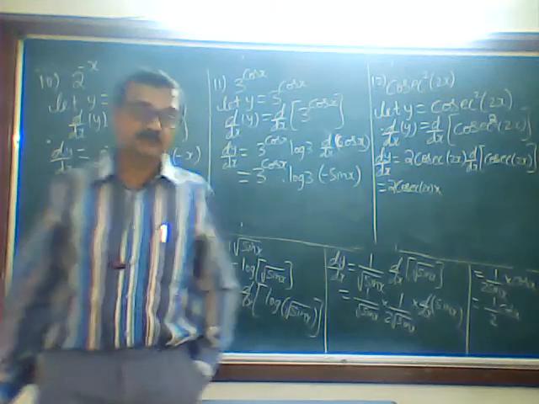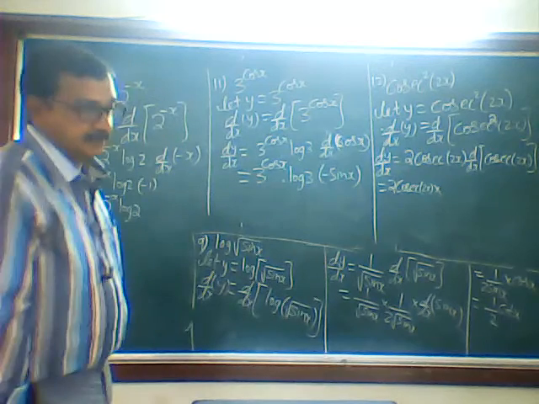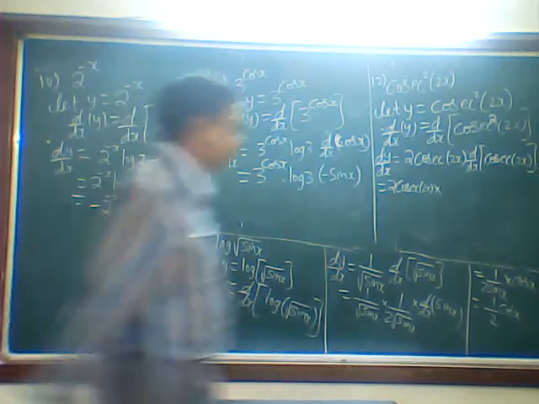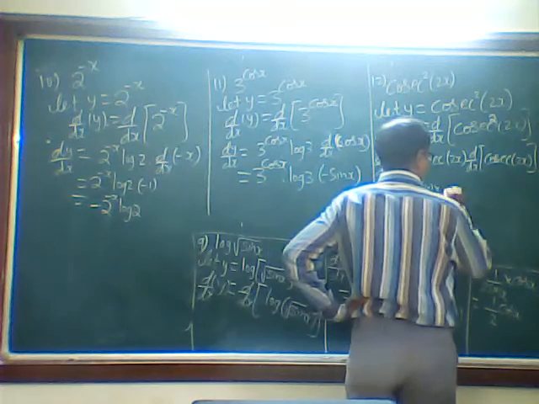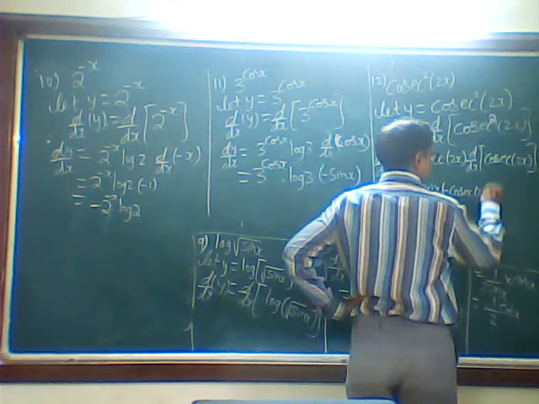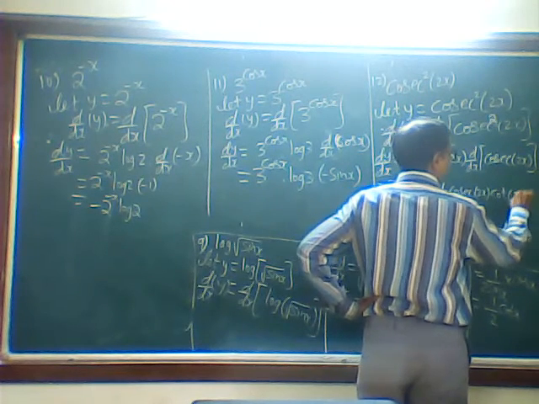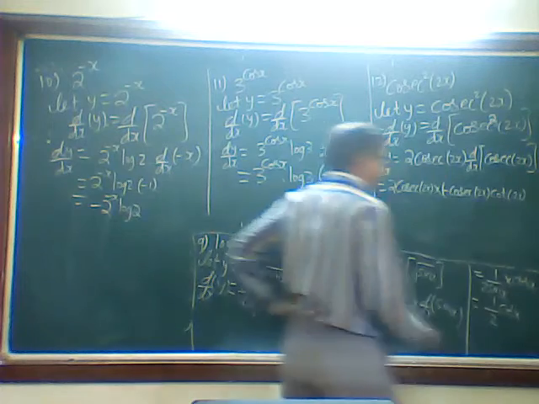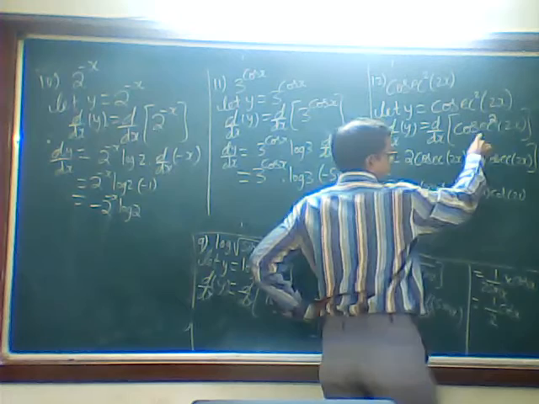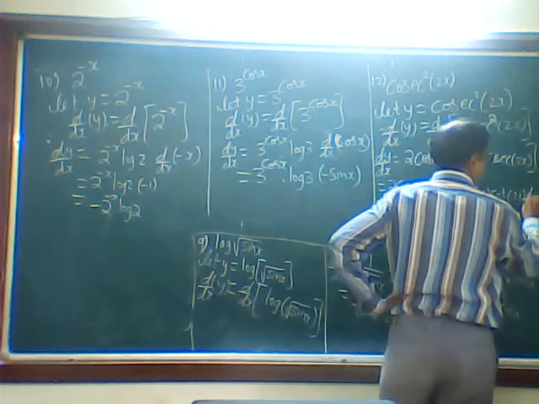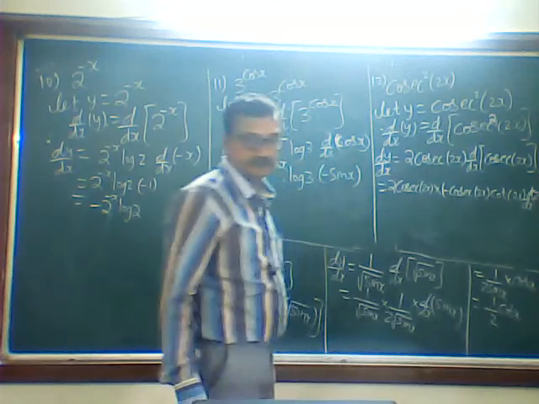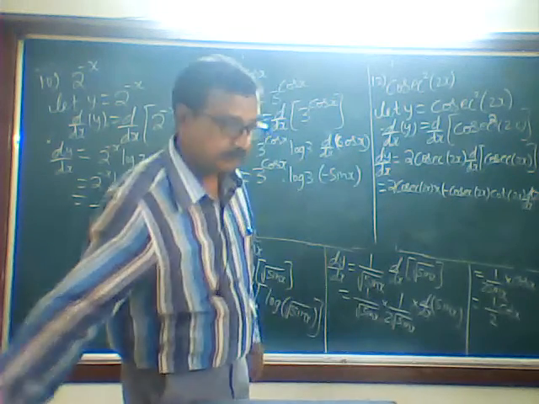Again 2x, you leave it, you think it is x. d by dx of cosec x is minus cosec x cot x. So it will be minus cosec of 2x into cot of 2x. Now I have done power, then I have done cosec, then I do d by dx of 2x.